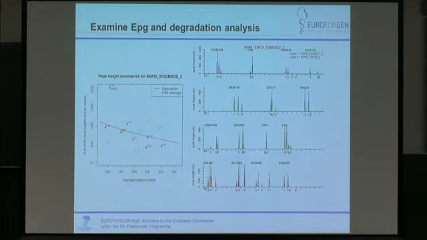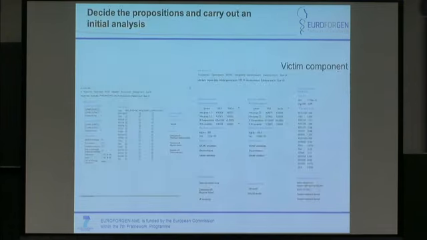So this is just some of the output from Euroformix. So here we're looking at the degradation analysis, for example. There's the EPG. So the victim is actually the low level at about 20% in this particular example. So we set the propositions. This is suspect and victim versus suspect and an unknown individual, and calculate the likelihood ratio over here. It gives us about 10 bans.